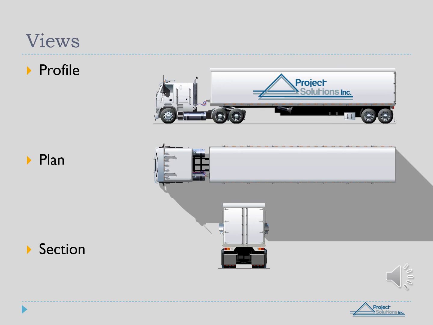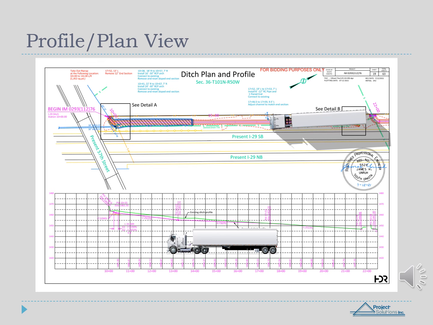There are several views the plans will display when providing data maps. These types of views are profile, plan, and section view. Plan view shows us the project from a bird's eye. This view will show a lot of the project and details about surrounding areas.